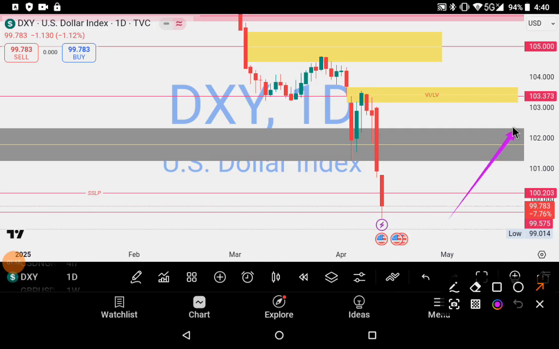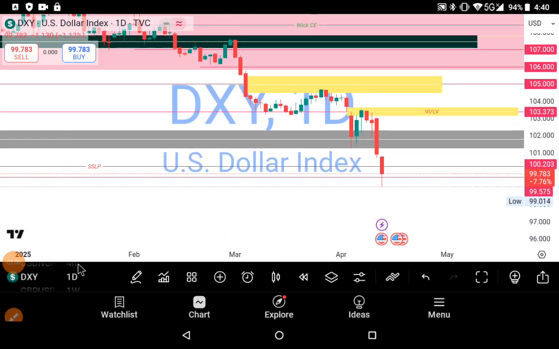into 103,500 thereabouts. So I pointed out this volume imbalance and a liquidity void. So I said the market price should visit that level and find its way into the consequent encroachment of the volume imbalance and liquidity void. If the market price should stay below the consequent encroachment of that level, then we should see a drop.